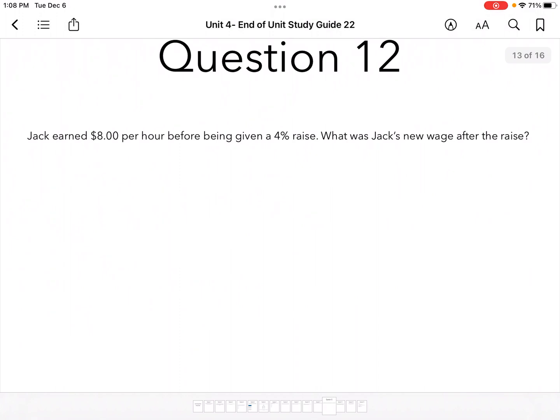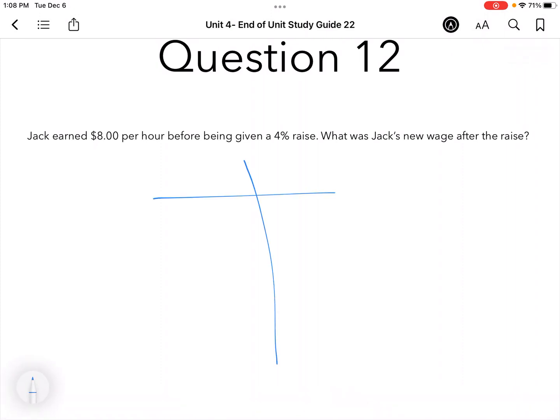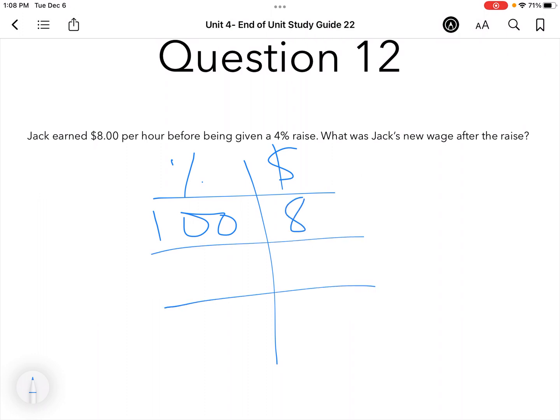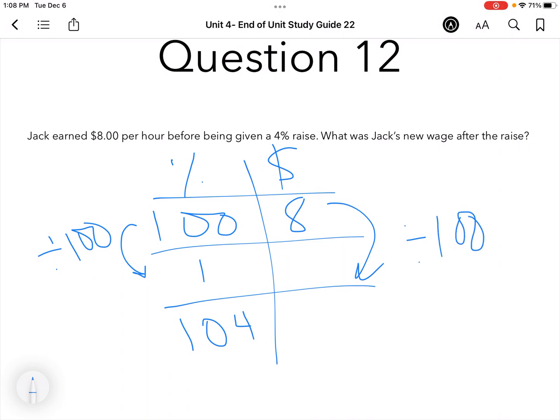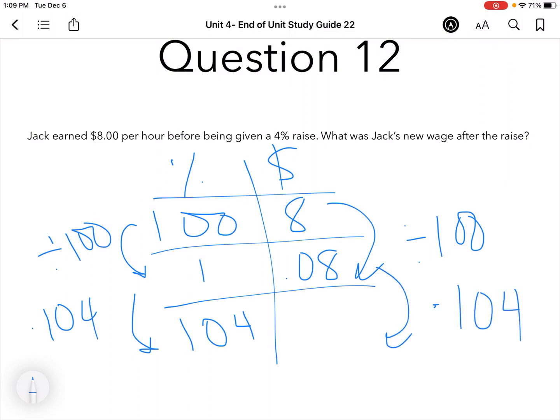All right, Jake earned $8 per hour before being given a 4% raise. What is Jake's new wage after the raise? So I've got my percent, I got my money. I know 100% was what happened originally. And then I also know that he was given a 4% raise, so that's 104. So I'm going to divide by 100. So 8 divided by 100. And I get 0.08, and then I'm going to multiply by 104. And I get $8.32. So that's his new wage.